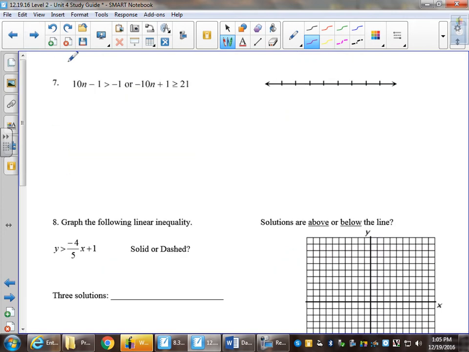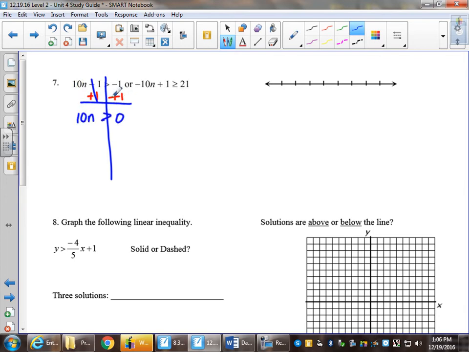Number 7, we're dealing with an or. So right away mentally, I want you to realize that we're going to have one of these situations most likely, okay? Once again, we're going to solve these one at a time. So just paying attention to the one on the left, line down the inequality sign, I pay attention to where I see the variable. Here's n. On this left side, we can add 1 to both sides first. So we get 10n is greater than 0.